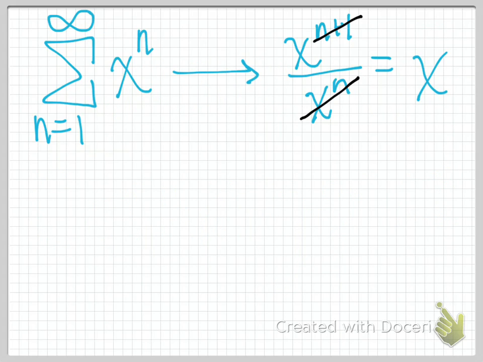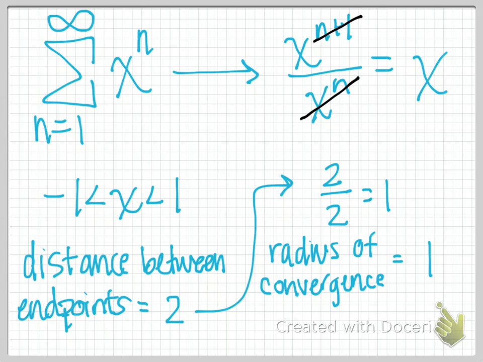Here we have the sum of x to the n from n equals 1 to infinity, and once we apply the ratio test, we have x to the n plus 1 divided by x to the n. Simplified, this is x. We then put x between -1 and 1, and since x is already alone in the middle, we don't have to simplify anymore. The distance between -1 and 1 is 2, so we divide 2 by 2 to equal 1, and the radius of convergence equals 1.